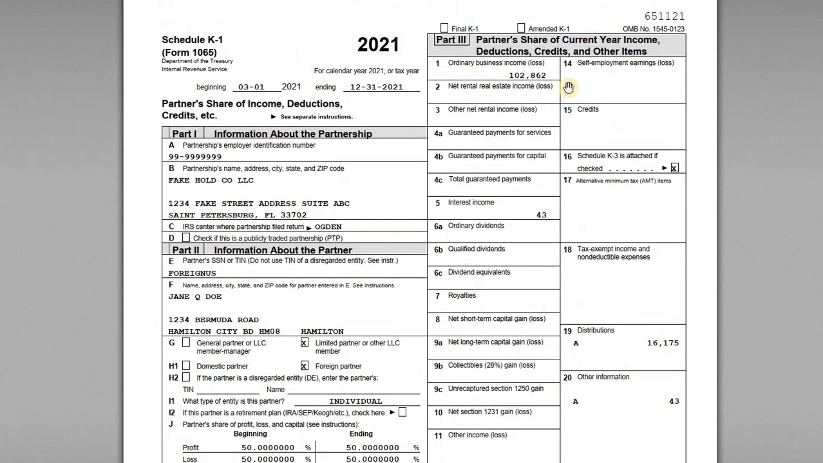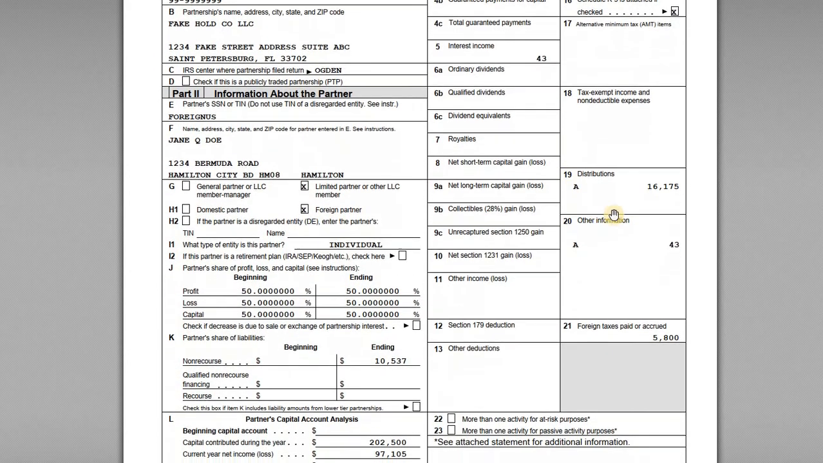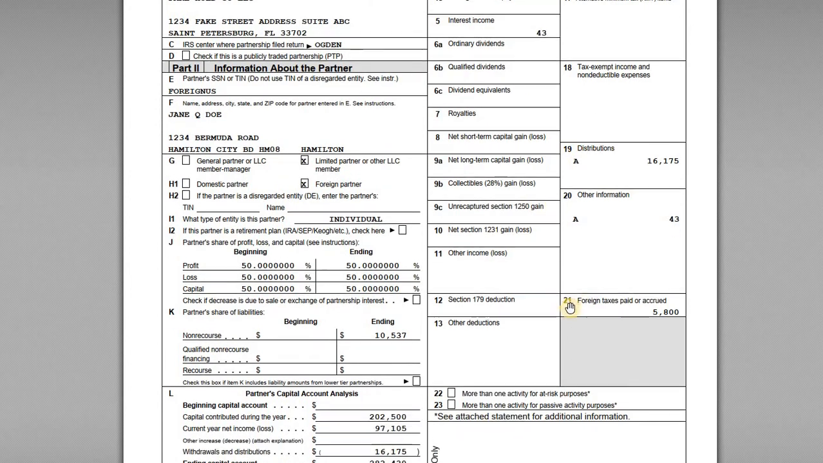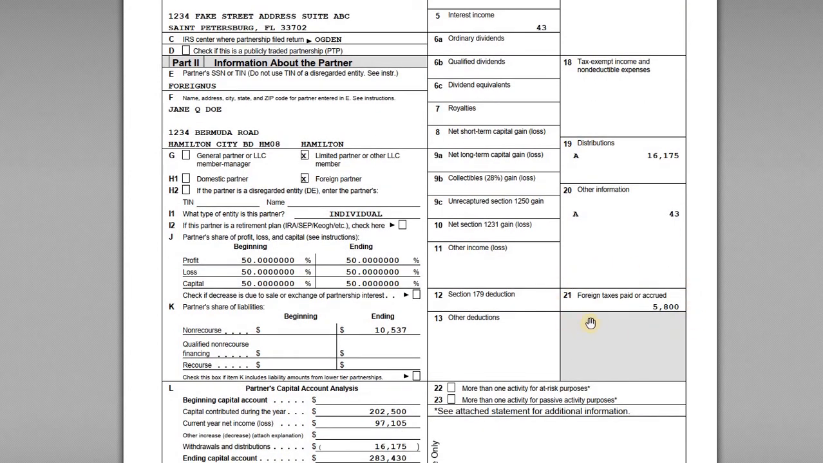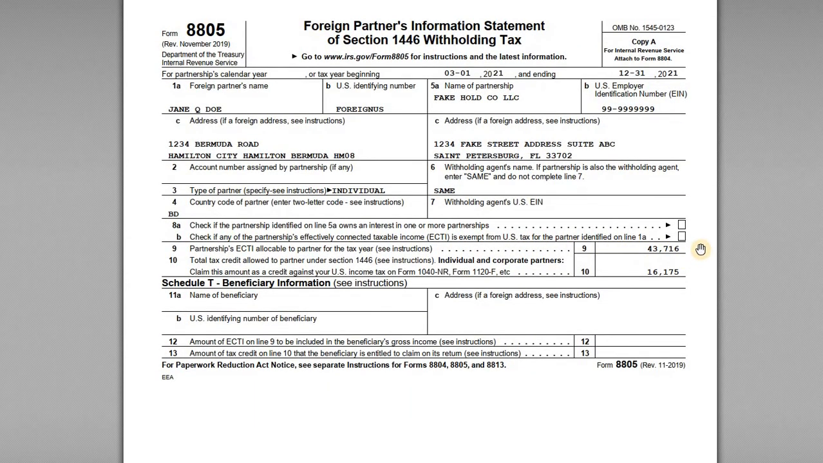If we go to line 1, there's the ordinary income or loss allocated to her. Remember, that comprises U.S. and foreign sources. So that's where the K2 comes in handy again, so we can see specifically what the breakout is there. Same goes for the interest. This is the total amount of interest allocated to her, comprises both U.S. and Swiss pieces. There's line 19A distribution, and then her allocation of the Swiss foreign taxes on line 21 there, $5,800.